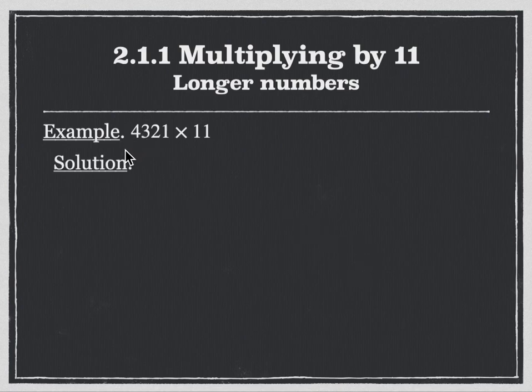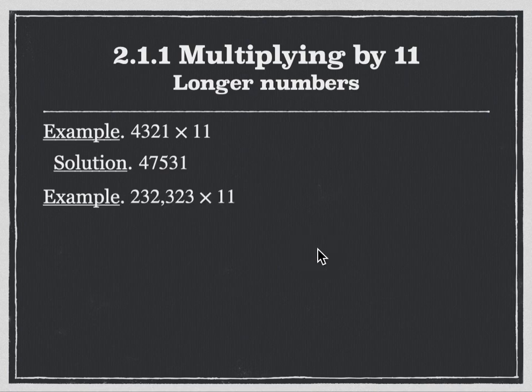We put 4 on the ten-thousands place, 1 on the ones place, and then we add for the thousands place. 4 plus 3 is 7. 3 plus 2 is 5. 2 plus 1 is 3. So we have 4, 7, 5, 3, 1. That is 47,531.